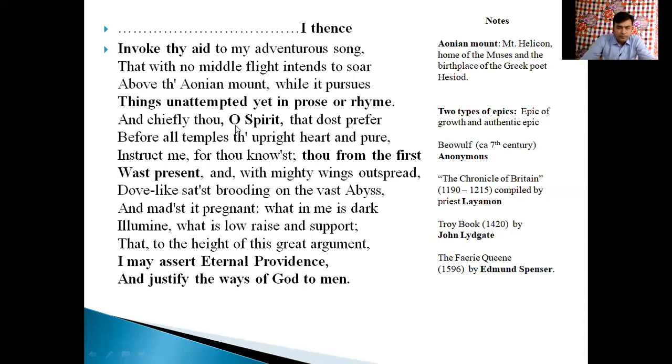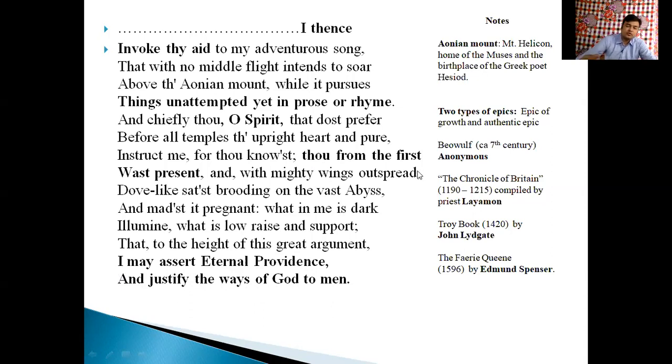Now he says, O Spirit. That means John Milton here is asking the muse. He said, Spirit, thou from the first wast present, because I am going to write the story, but you are the one who was present in the situation, so help me. So in the line before the last he says, I may assert eternal providence and justify the ways of God. I may assert, I want to write the eternal providence. Providence means law. So here he also tells the muse that I am going to write the eternal providence, eternal law, and I am going to show how he justifies the ways of God to men.